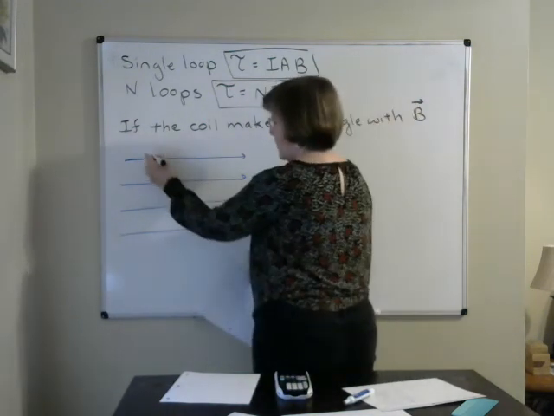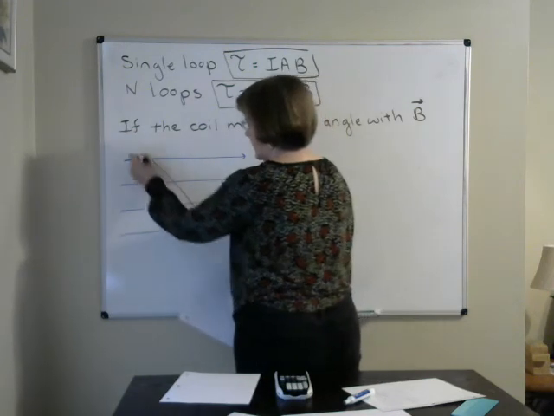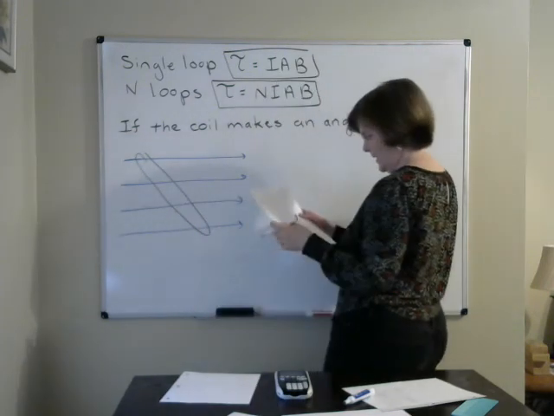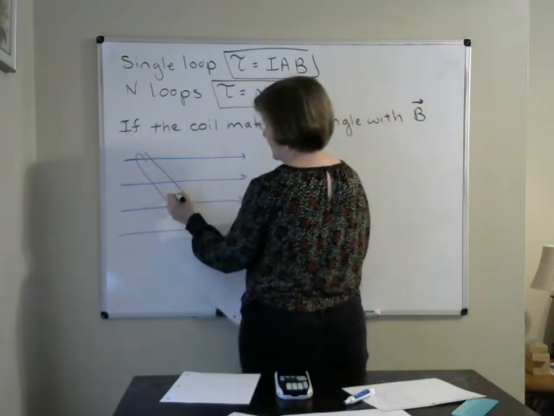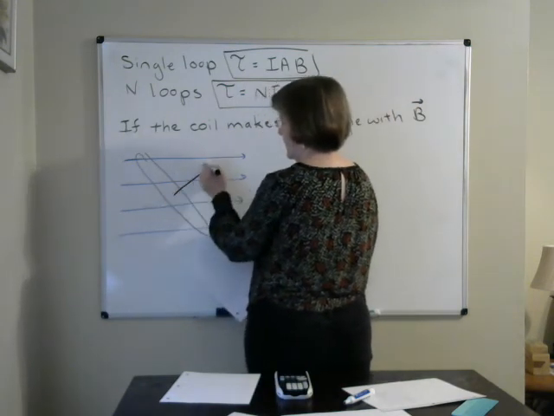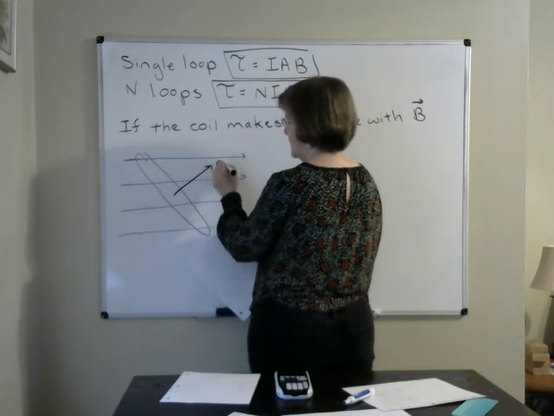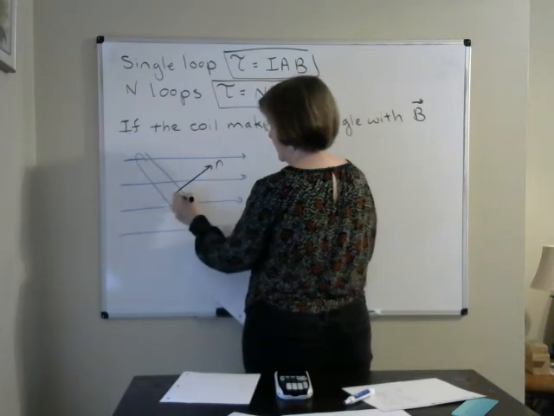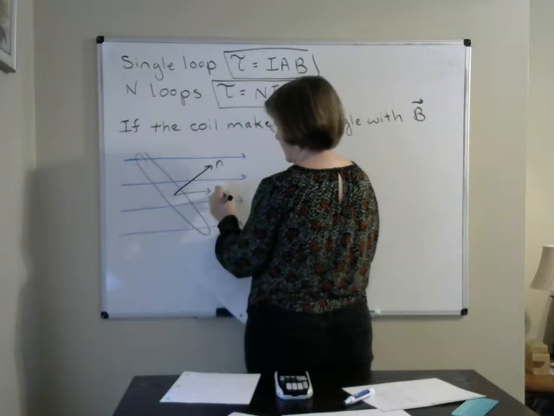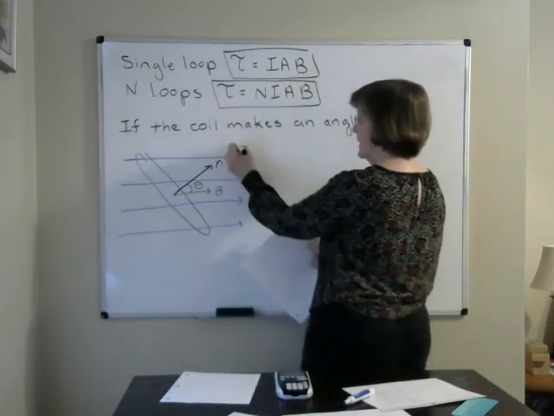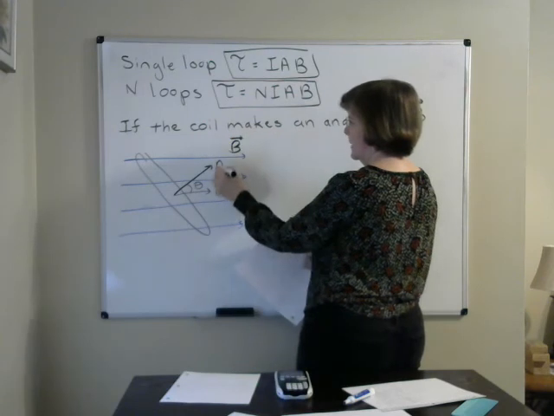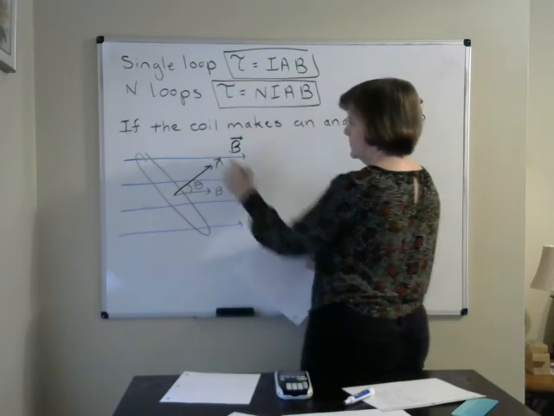Here's a loop of wire. Whether it's circular or rectangular really doesn't matter. We measure the angle that it makes from a normal or a perpendicular. So there's a normal segment to the loop. This is the direction that B is going. So that would be our angle theta. Notice B is our blue lines here. That's our little normal section, okay?